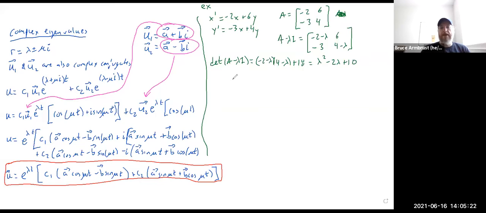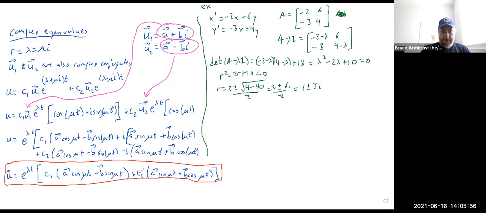All right, so now let's find out what the lambda is going to equal if we want this to equal 0. So we're going to have r squared minus 2r plus 10 equals 0. So r equals 2 plus or minus the square root of 4 minus 40, all over 2, which is 2 plus or minus 6i over 2, or 1 plus or minus 3i. So there they are. There are our complex eigenvalues.